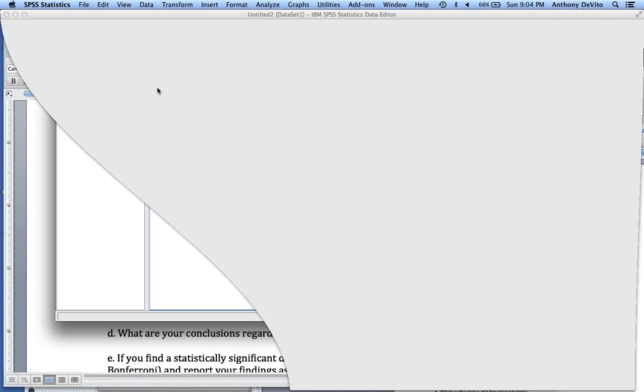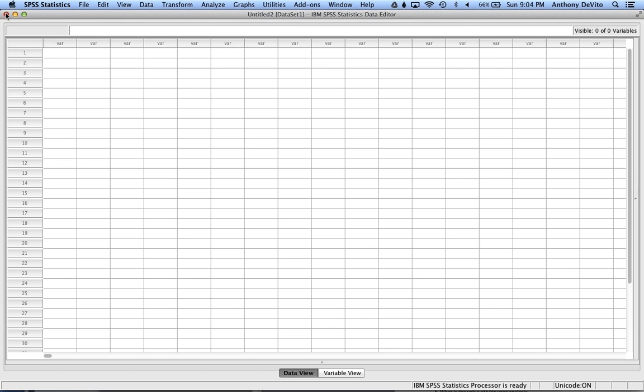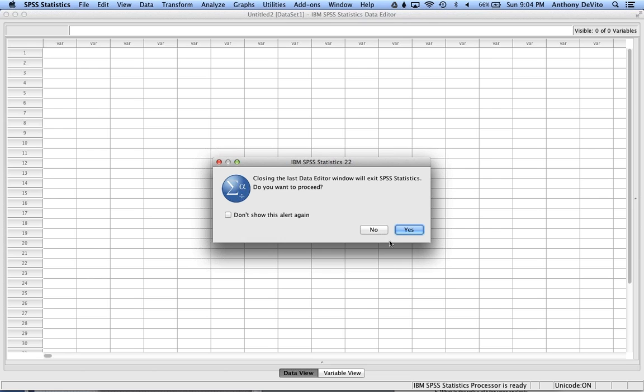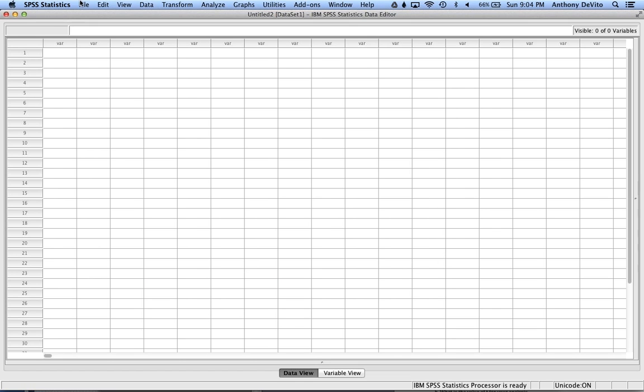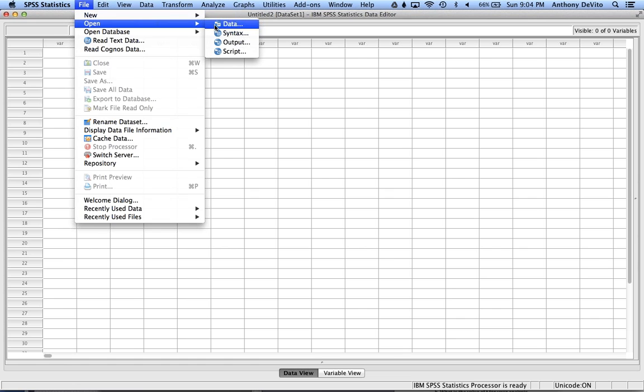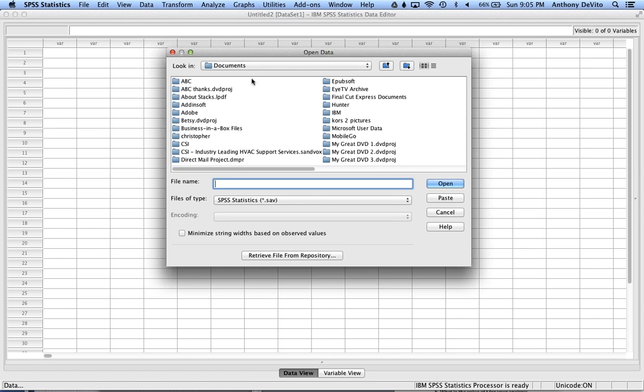Data. And I'm going to navigate to it. Whoops, didn't mean to do that. Open. Data. And let's navigate to it.